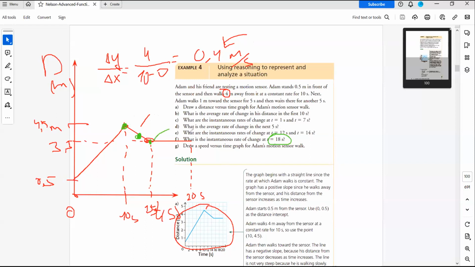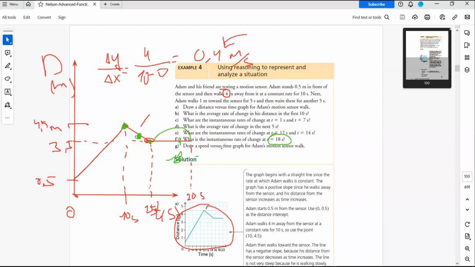So after 15 seconds to 20, 18 is somewhere here, and we know that at this moment of time he was not walking at all. He was standing at the same distance away from the sensor. So we can say that the instantaneous rate of change at the point of time 18 seconds equals 0, because this is simply a horizontal line that has no slope.